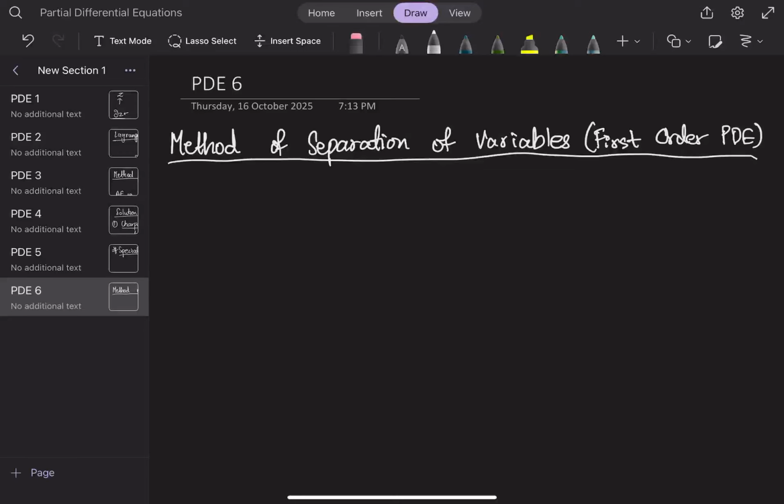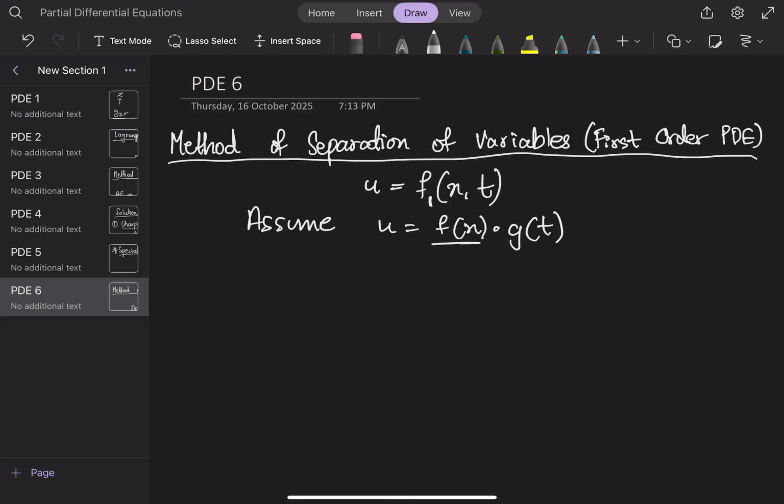Hey guys, this is the last topic in your PDE, so let's quickly finish this. Let's say you have a function u that is a function of x and t. I'll write this as f1. What we'll do is assume this u can be written as f(x) times g(t). Here f is only a function of x and g is only a function of t.